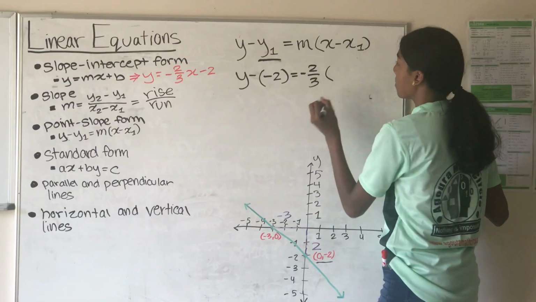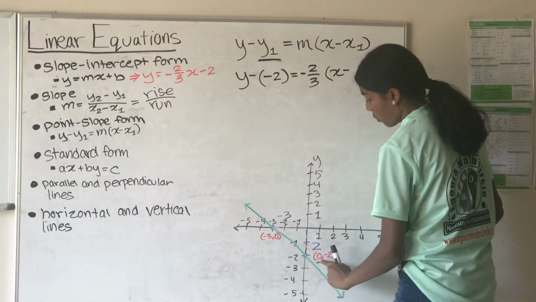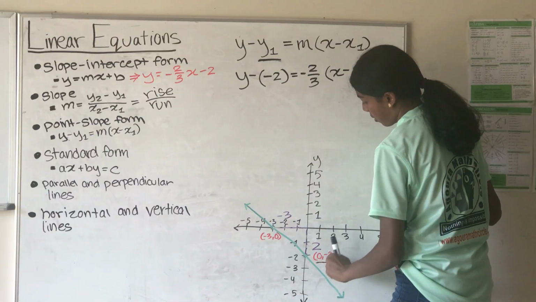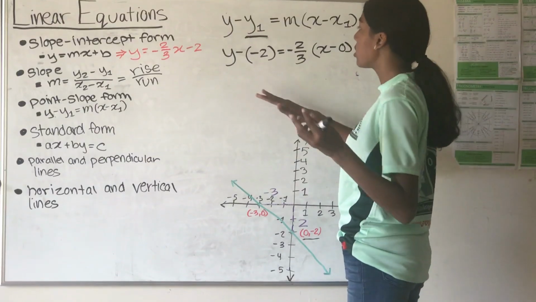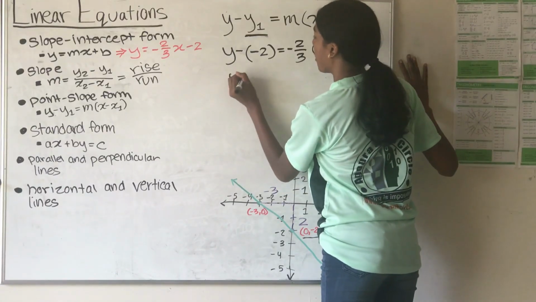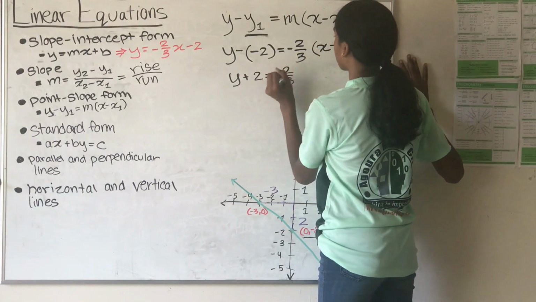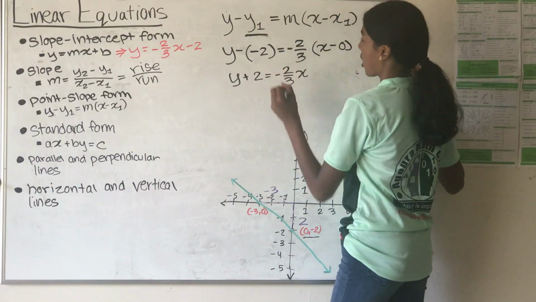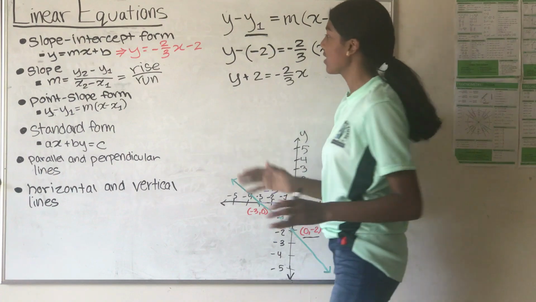-2/3 times x, we're going to write the first x as it is, minus, and when we notice our x value, or x coordinate for this, is going to be 0. So this simplifies to y plus 2 equals -2/3 x. Want to remember the negative signs. Signs are crucial in this.